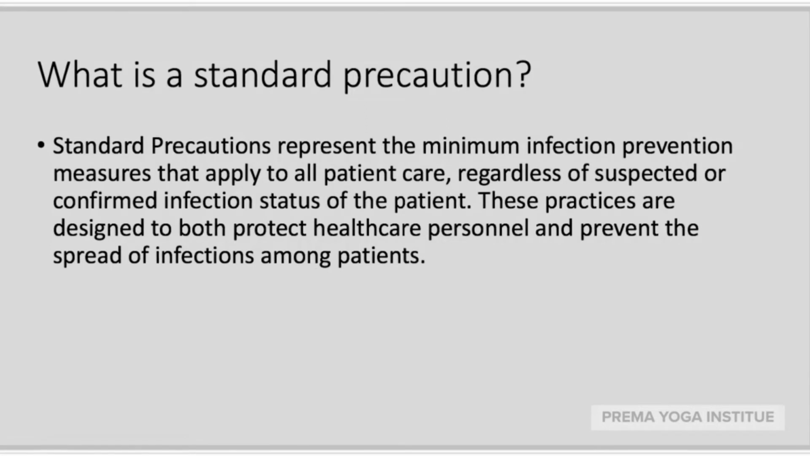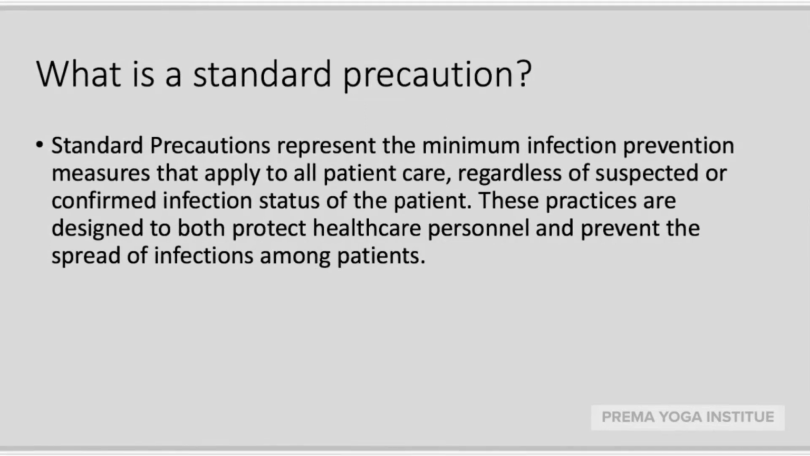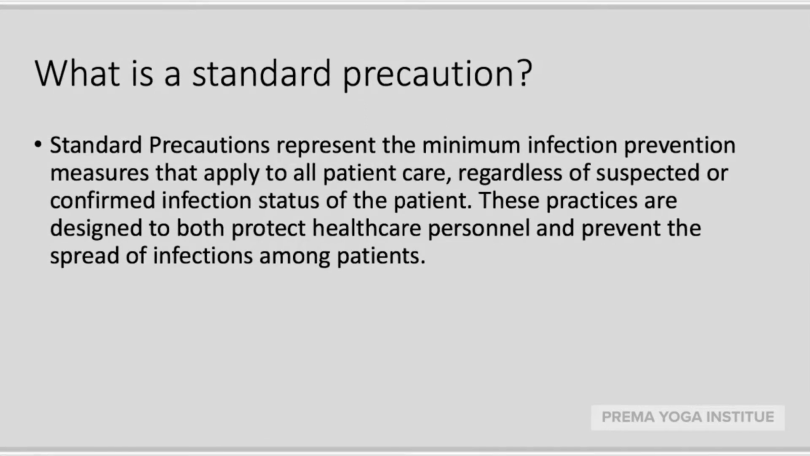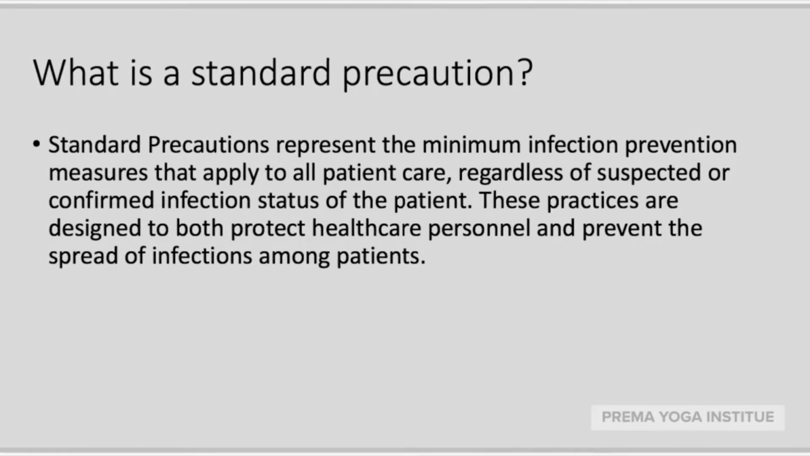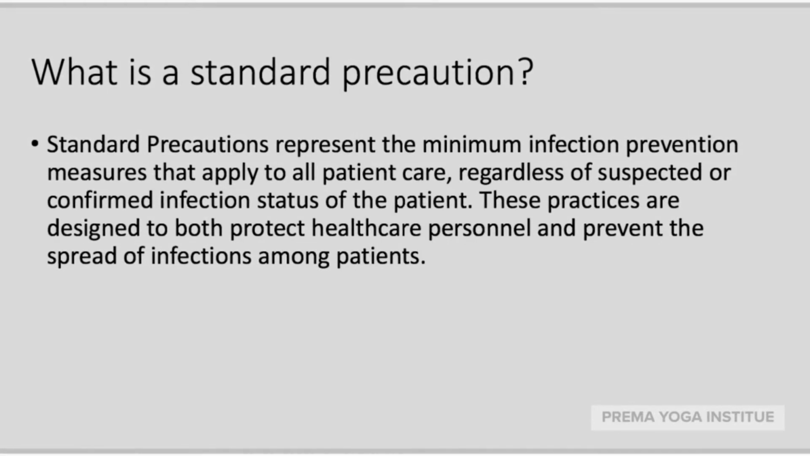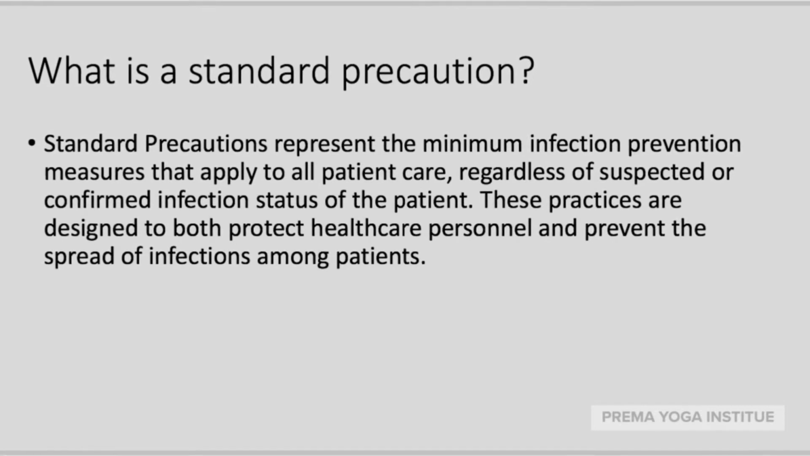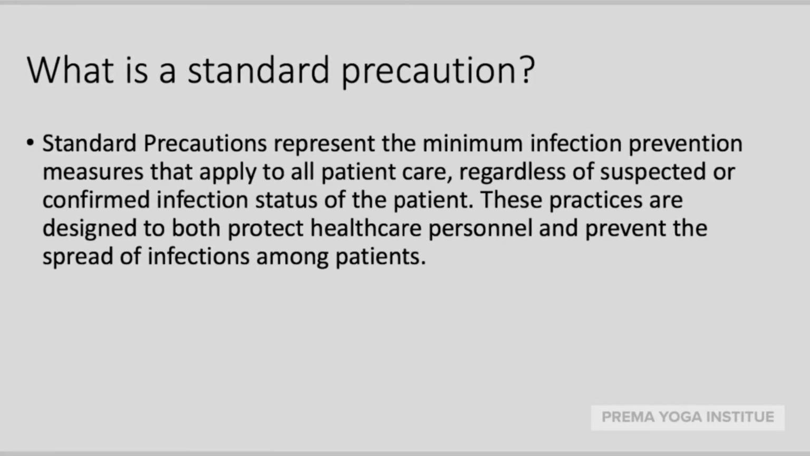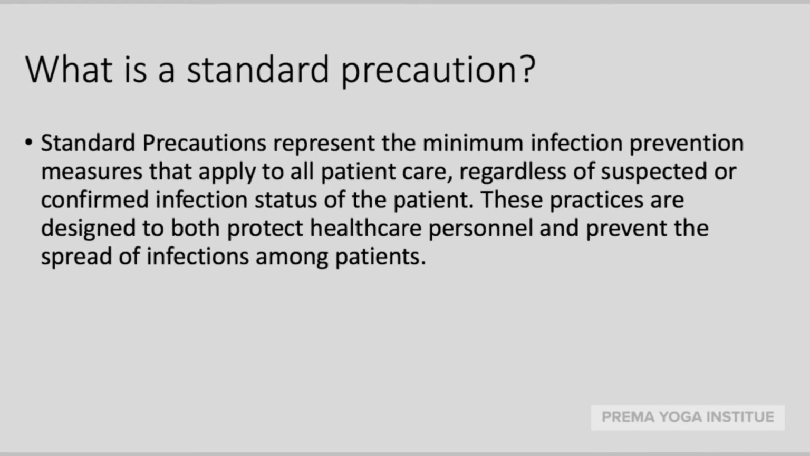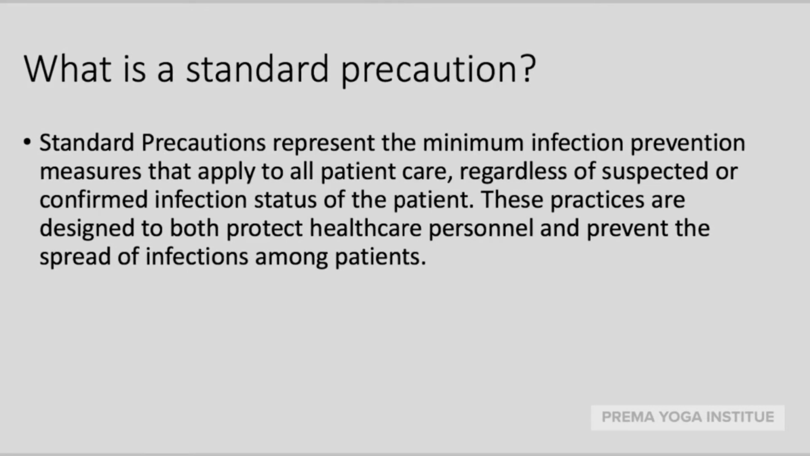So what, then, is a standard precaution? A standard precaution represents the minimum infection prevention measures that apply to all patient care, regardless of the suspected or confirmed infection status of the patient. These practices are designed to both protect health personnel and prevent the spread of infections amongst patients.